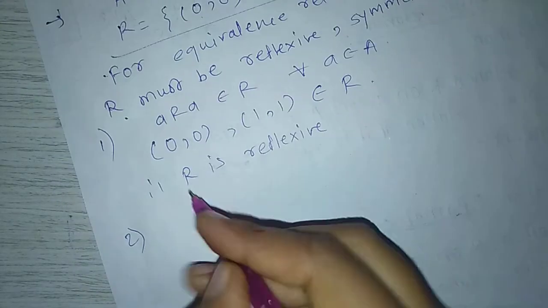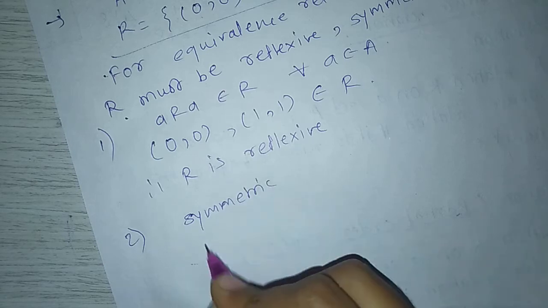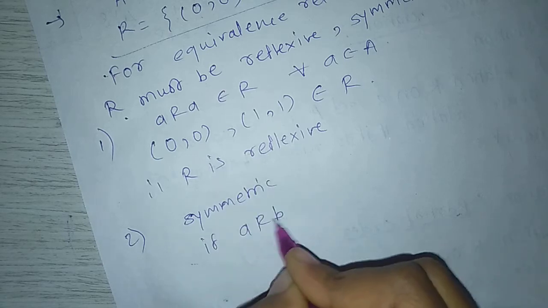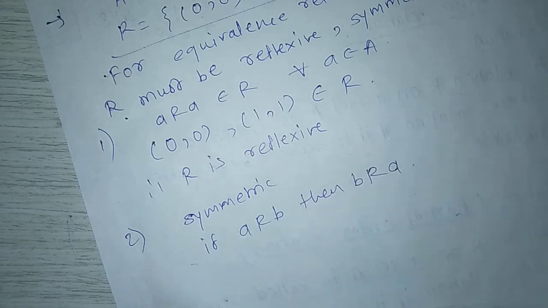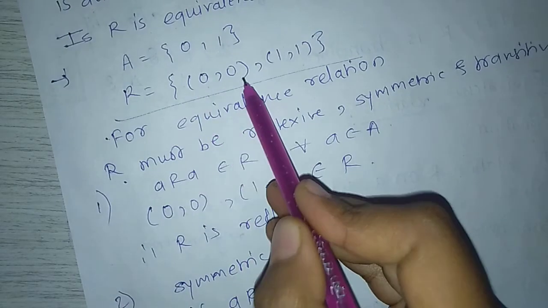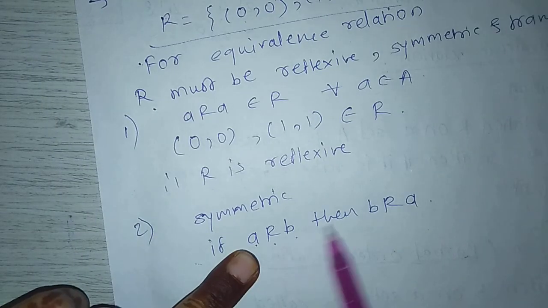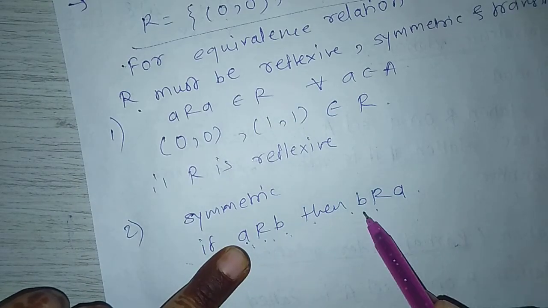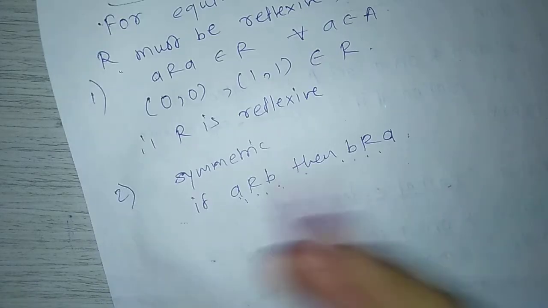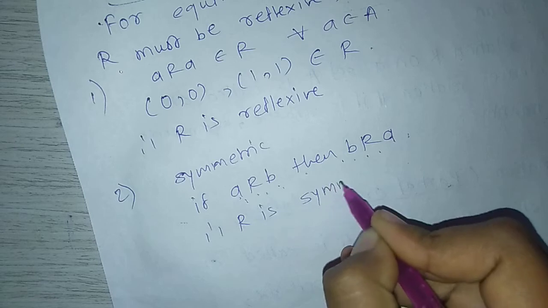For symmetric, if a relates to b, then b relates to a. Here (0, 0) means 0 relates to 0, then 0 relates to 0. Here (1, 1) means 1 relates to 1, then 1 relates to 1. So R is symmetric.